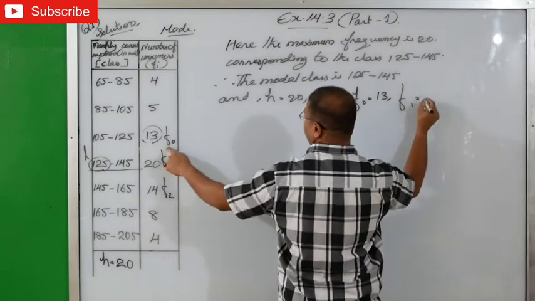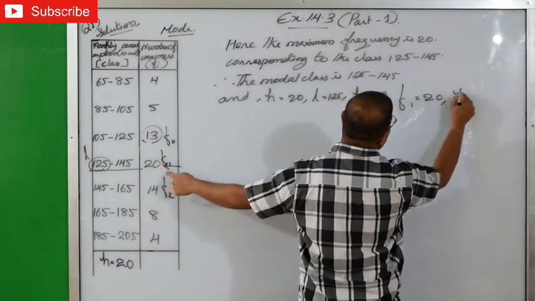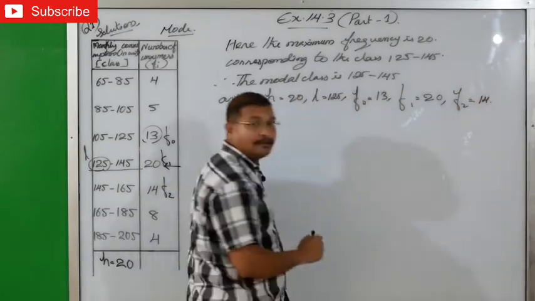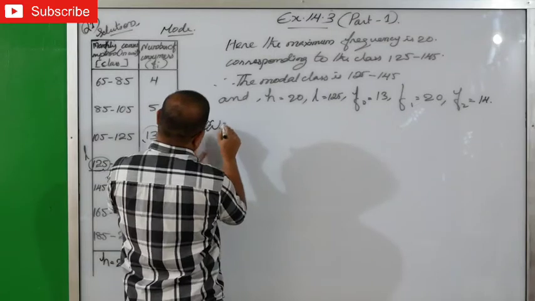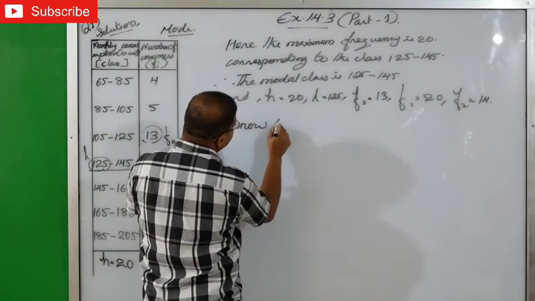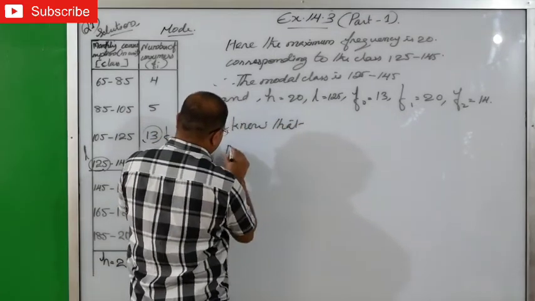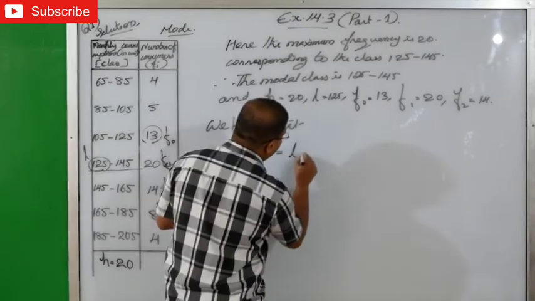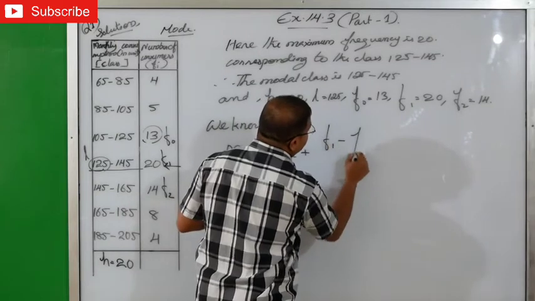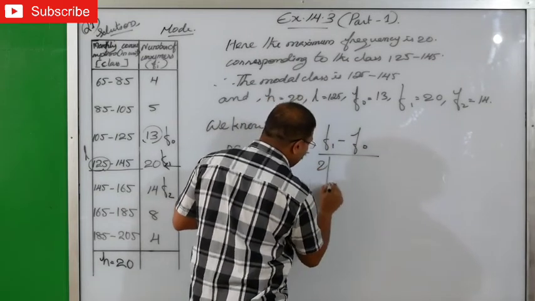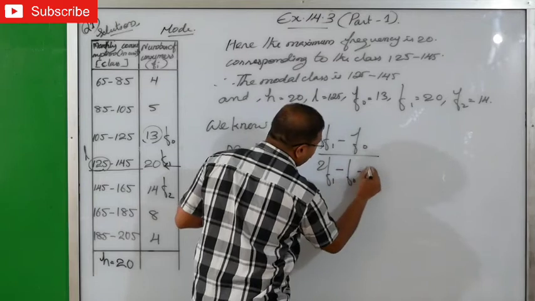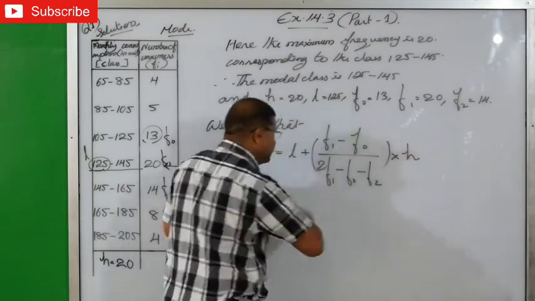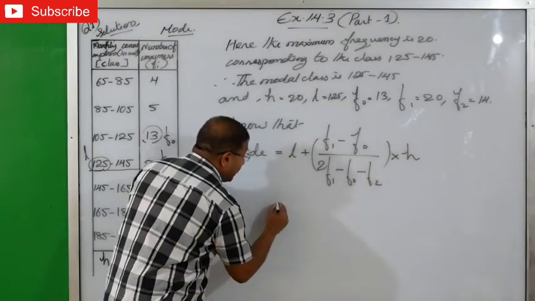F1 is 20, F2 is 14. Now what will we write? We know that mode equals, what is the equation? L plus (F1 minus F0) by (2F1 minus F0 minus F2) into H. I think you know the equation, so we need to write it by heart and keep it.